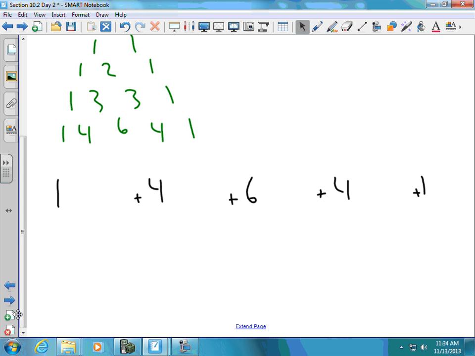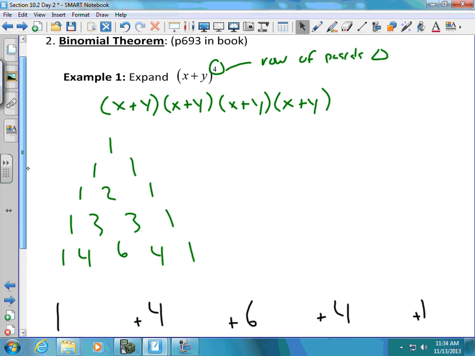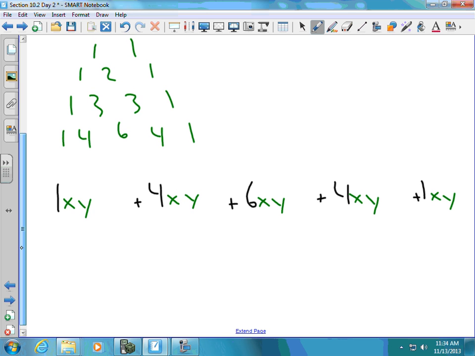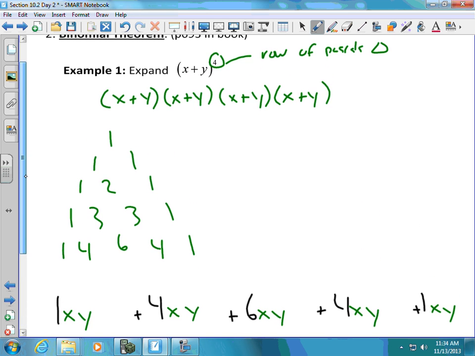What's going to go next then? Well, what are the terms in our polynomial? Our terms are x and y. So we're going to put x and we're going to put y next to each other next to each of these coefficients. The final step, before we simplify, is assigning exponents to each of these.